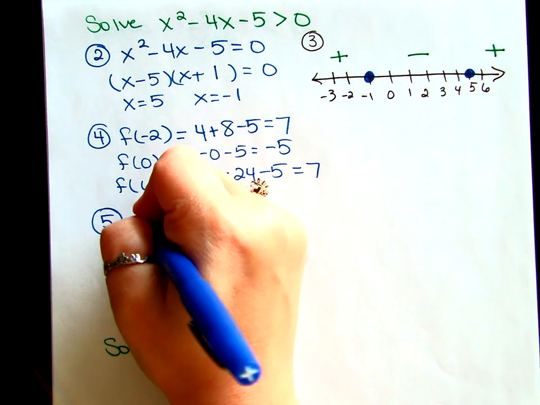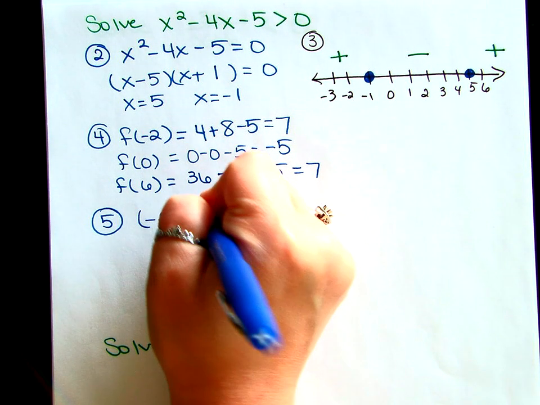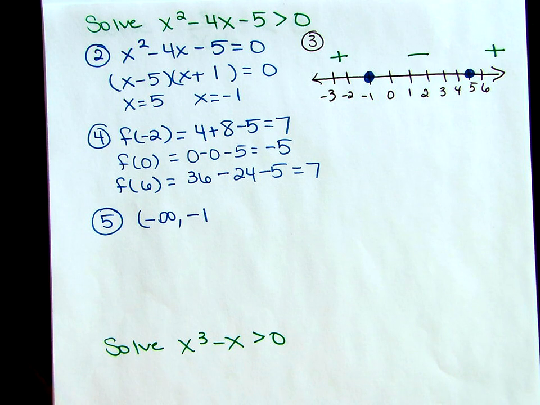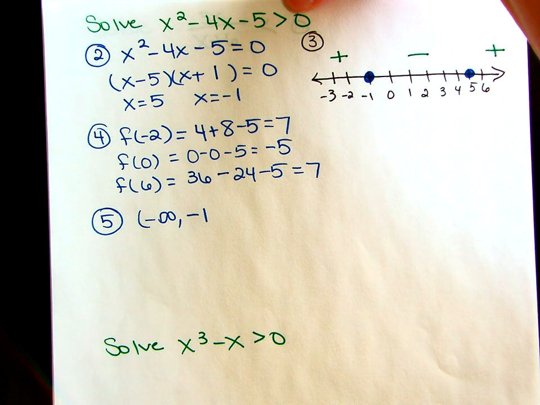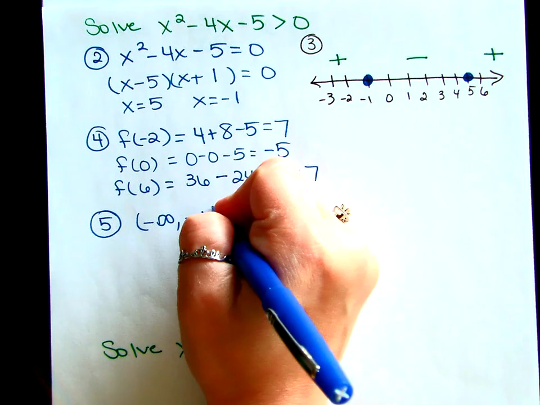Okay, -infinity to -1. Now here's the question. Am I going to include that -1? No. Why not? Because it's not like equals to. That's exactly right. Our inequality is strictly greater than, and so since it's strictly greater than, we are going to not include our boundary points. If it was greater than or equal to or less than or equal to, then you include your boundary points. So not including the boundary point.